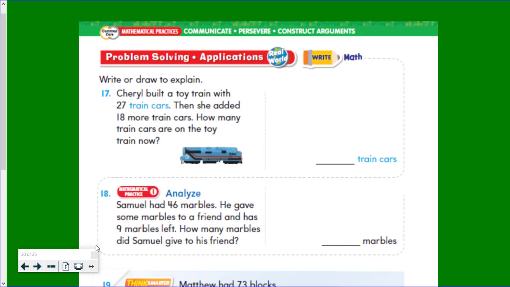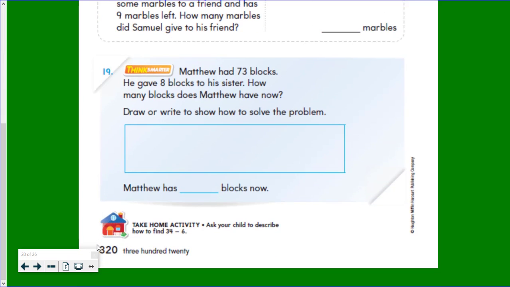And let's look at the Think Smarter problem. Matthew had 73 blocks. He gave 8 blocks to his sister. How many blocks does Matthew have now? Draw or write to show how to solve the problem. Okay, so they said Matthew has 73 blocks, and he gave his sister 8. So he's taking them away. So we're going to subtract 8, and it's going to equal something, right?